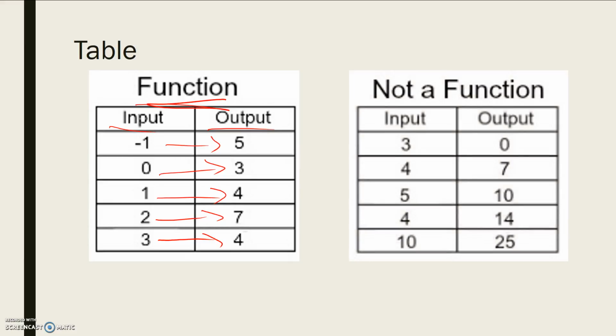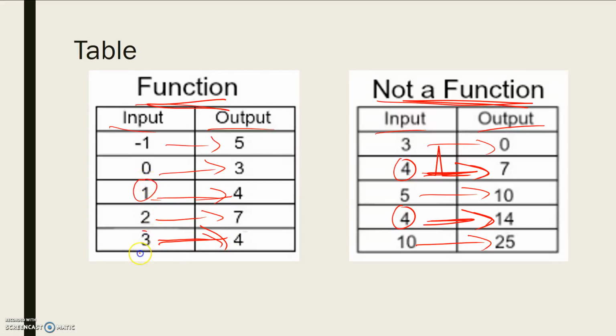Our second example. Are we comparing inputs with outputs? Yep, inputs, outputs. Does each input go to exactly one output? 3, 0, 4, 7, and so on. However, you'll notice that my input of 4 goes to both 7 and 14. Since this is a one to many, this is not a function. If we look again in our first set, you'll notice that 1 goes to 4 and 3 goes to 4. This is many inputs to one output of 4. That is allowed.